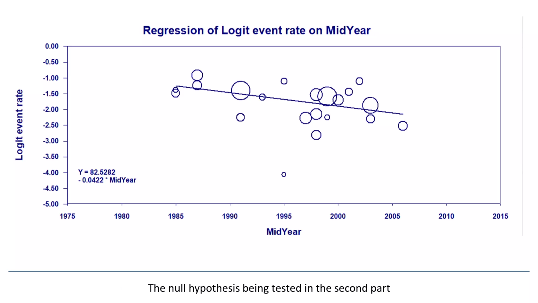The null hypothesis being tested in the second part is that year is able to explain all of the variation in effects. Put another way, the null hypothesis being tested is that the true effect size for all studies falls directly on the regression line. Of course, most of the observed effects fall some distance from the regression line, but the null hypothesis refers to the true effects rather than the observed effects.